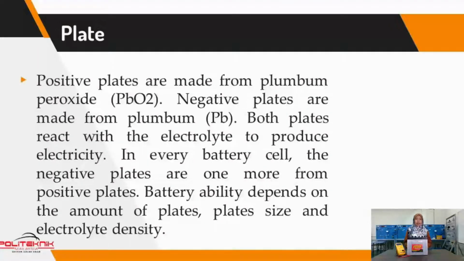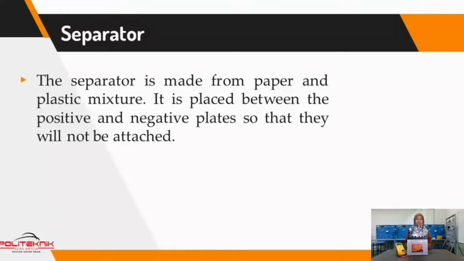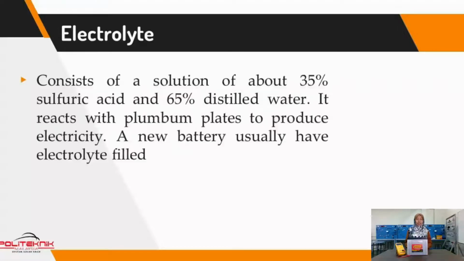Next is the plate. Positive plates are made from lead peroxide, while negative plates are made from lead. Both plates react with the electrolyte to produce electricity. In every battery cell, the negative plates have one extra plate compared to positive plates. Battery ability depends on the amount of plates, plate size, and electrolyte density. Other than plate is the separator. The separator is made from a paper and plastic mixture. It is placed between the positive and negative plates so that they will not be attached.